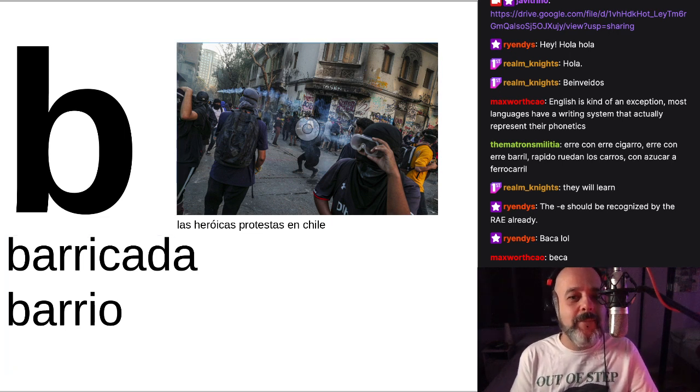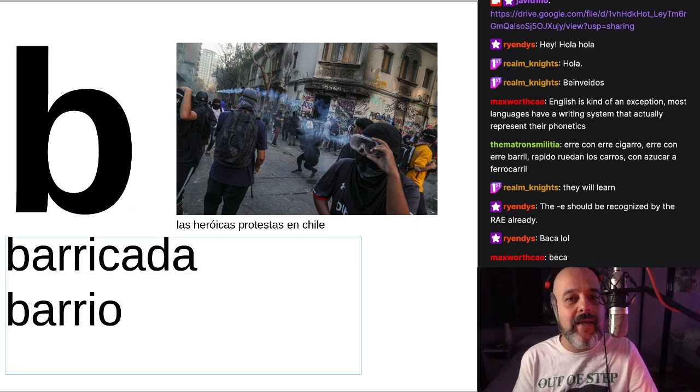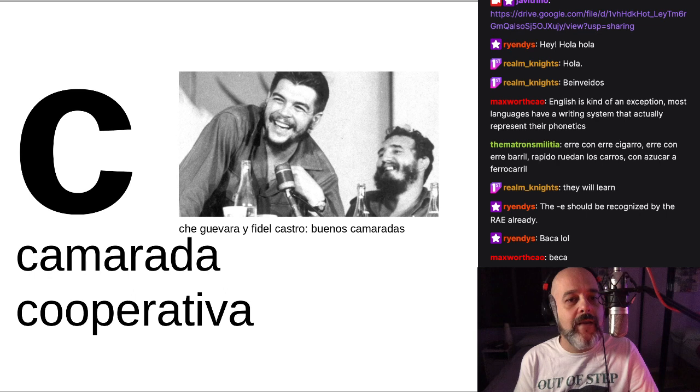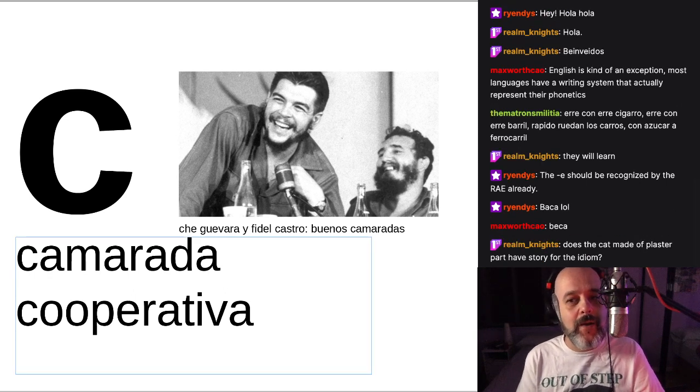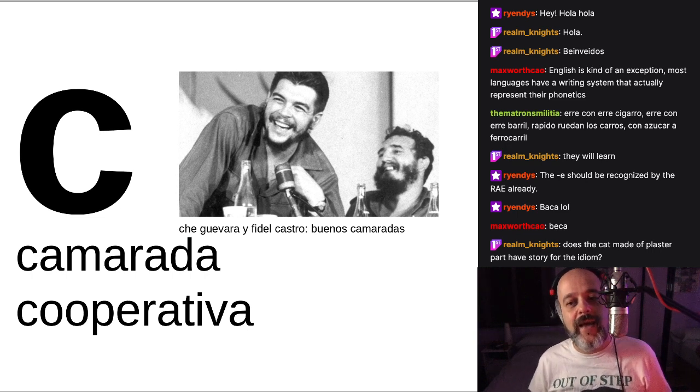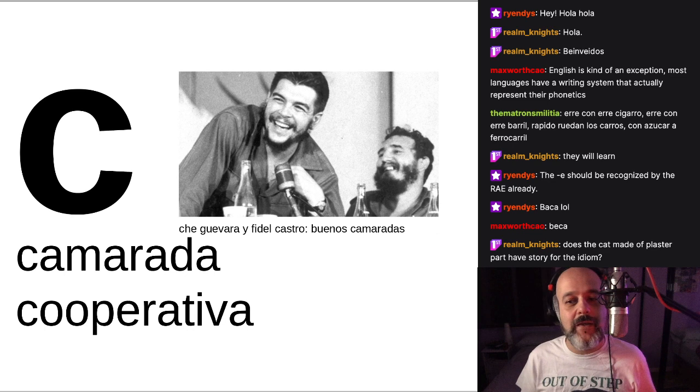So barricada, barrio. Letra B. B, and it's pronounced like that, okay? Heroica, las heroicas protestas en Chile. The heroic protests in Chile. Okay, let's move on to the next page. Next letter, which is C, letter C. That we say C. And C can have two sounds, so it can be a little bit tricky, okay?